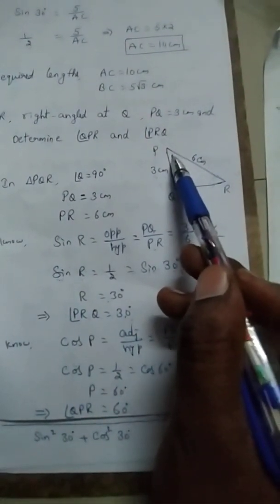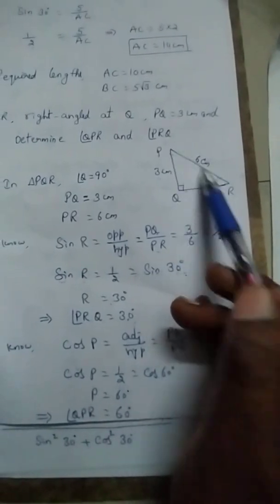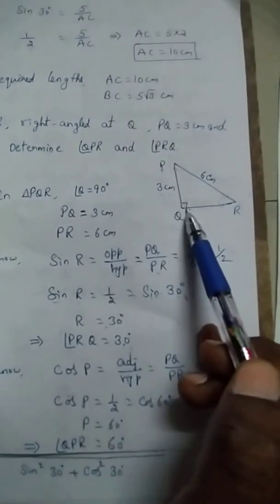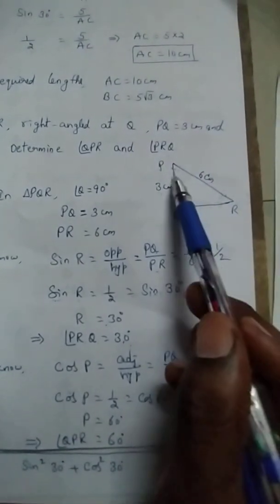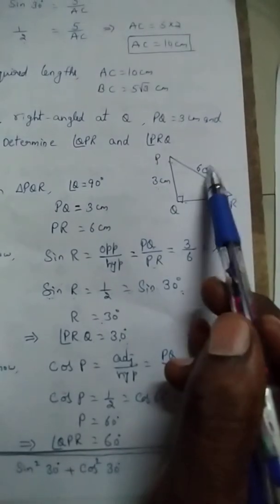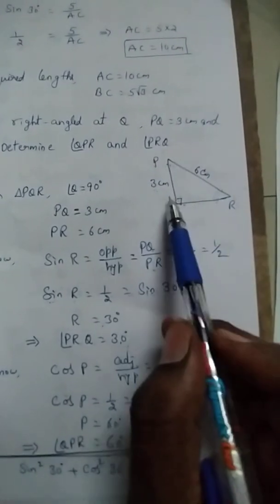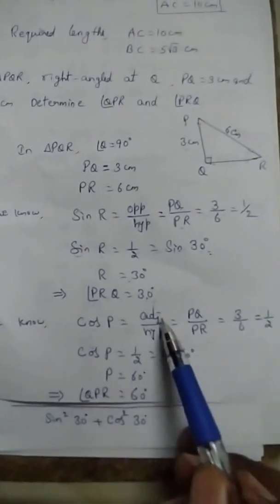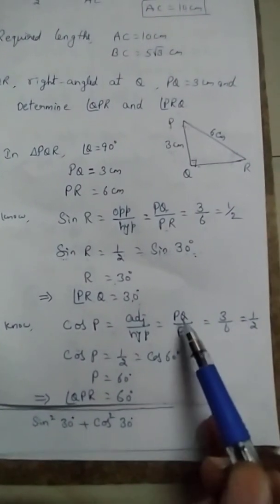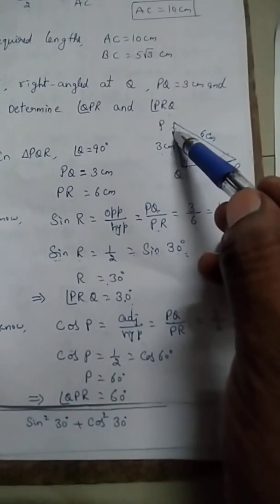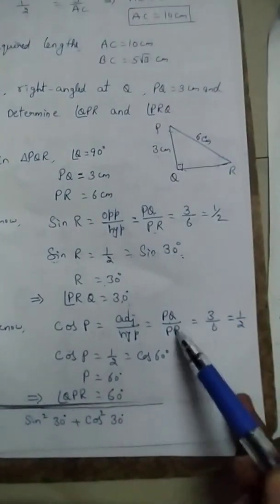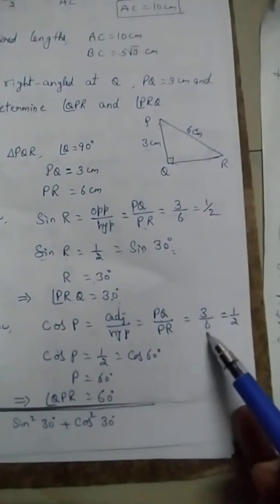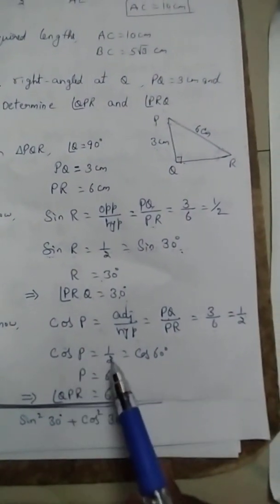Now it is QPR. For angle P, we have the adjacent and the hypotenuse. To find angle P, adjacent and hypotenuse are known, so we can use the cos trigonometric ratio. We know that cos P is equal to adjacent by hypotenuse. Adjacent is PQ, and hypotenuse is PR. PQ by PR means 3 by 6, that is equal to 1 by 2. Cos P is equal to 1 by 2.